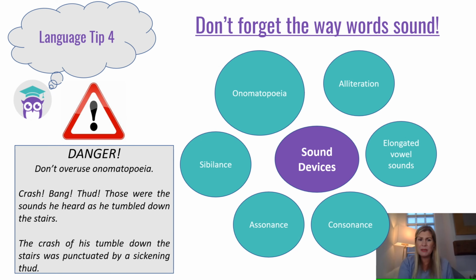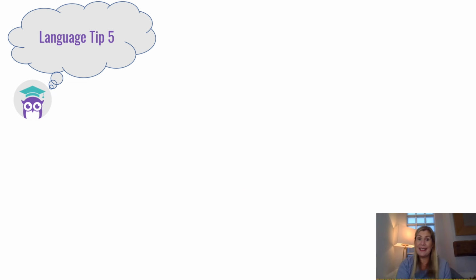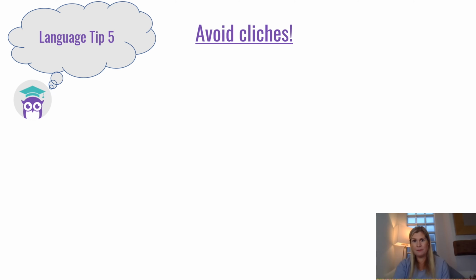So instead, something like this. The crash of his tumble down the stairs was punctuated by a sickening thud. Yeah, finishing that sentence with thud. That emphasizes the onomatopoeic kind of effect, the boom, you know. It's just a little bit more sophisticated. Now, no one is going to be upset if you pop in a crash bang wallop, but just be mindful of overusing it. And that brings me very nicely onto language tip number 5, which is this one.